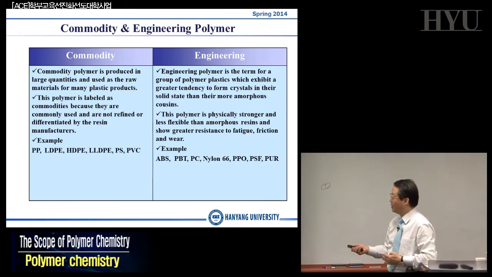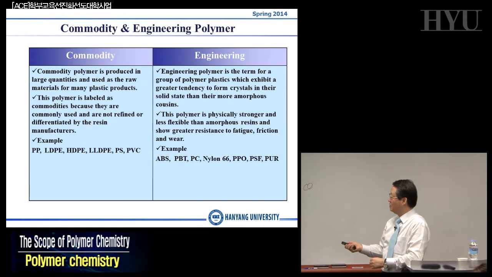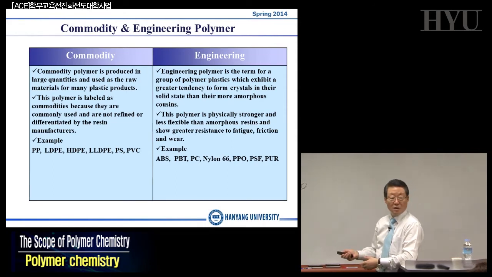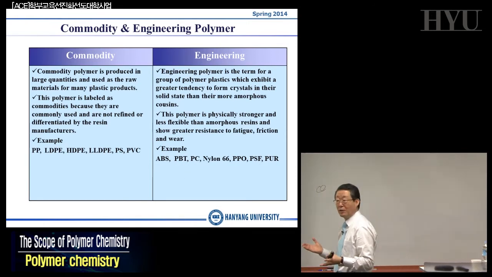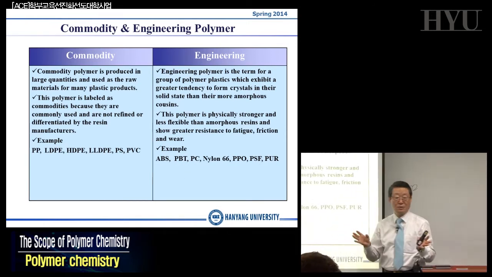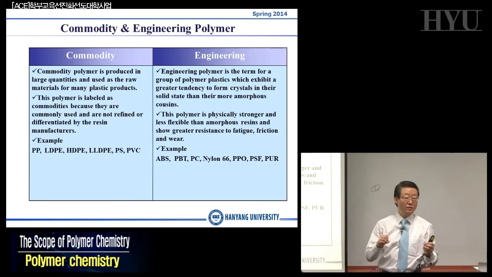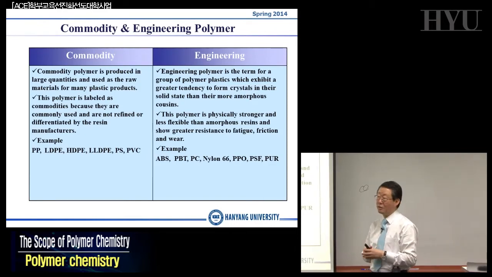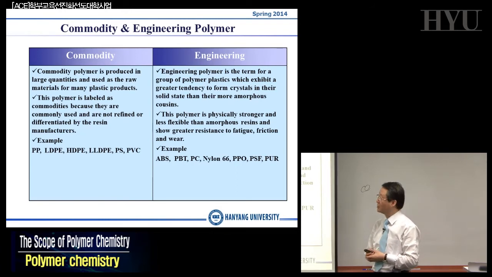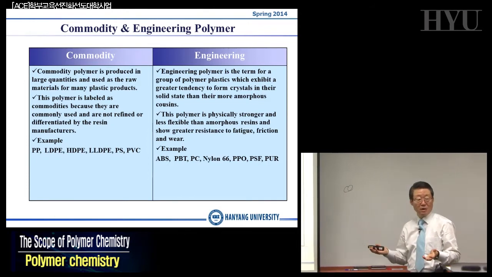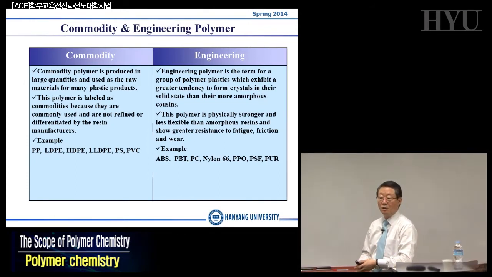Butylene terephthalate, polycarbonate, nylon 6, PPO, polysulfone, and polyurethane are classified as engineering plastics. So we will introduce these to you and I will show you how we can make the polymers, but we sometimes classify them in terms of the quantity of the product or the price of the product. Commodity plastics or engineering plastics are terms that are widely used in the industry.